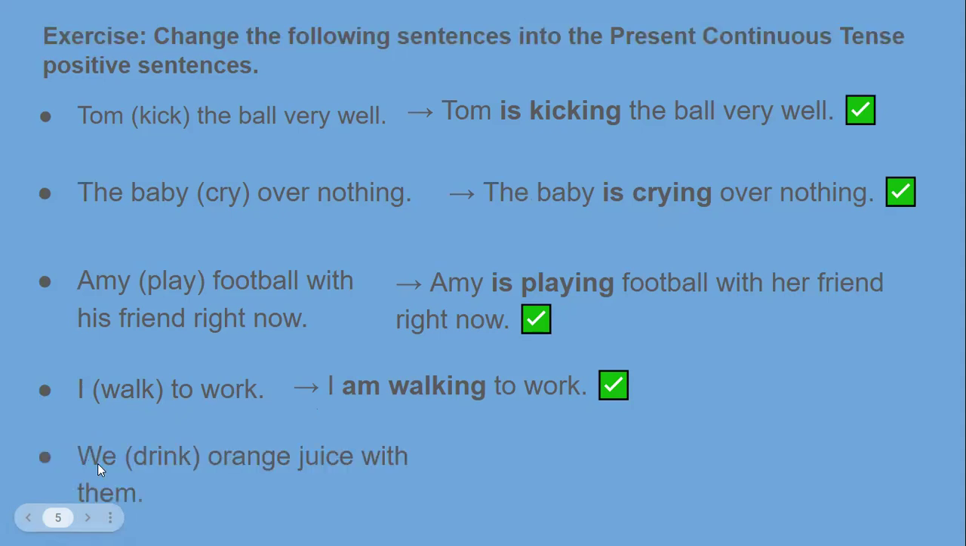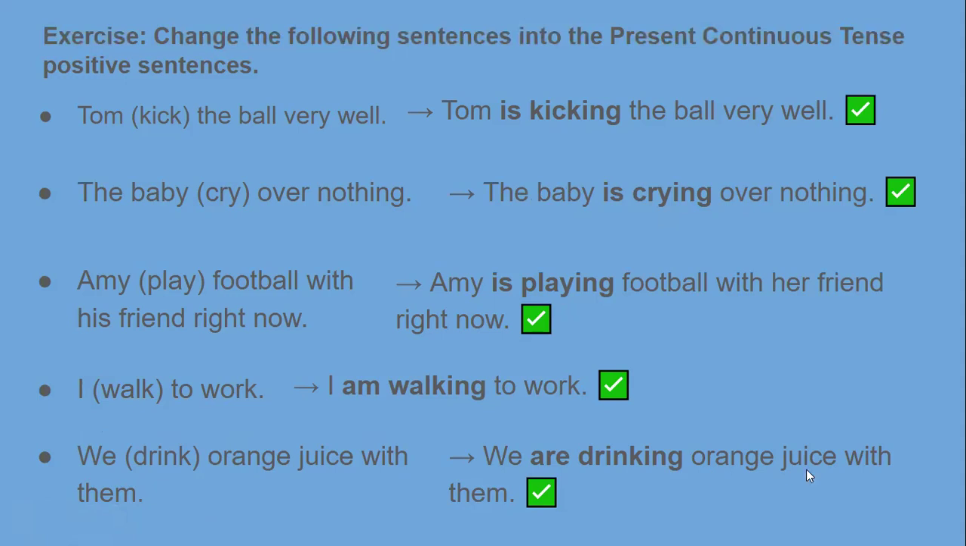Next up, we drink orange juice with them. Subject, we. For the subject we, the rule says we use the verb to be are, and then we add an ing at the end of the verb. And therefore, the sentence becomes, we are drinking orange juice with them.